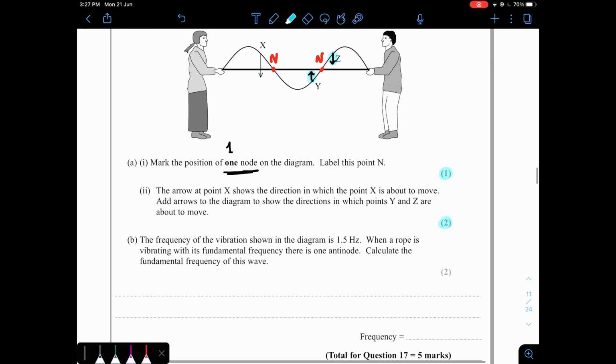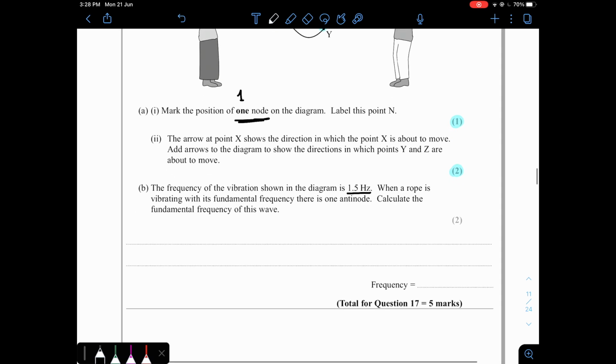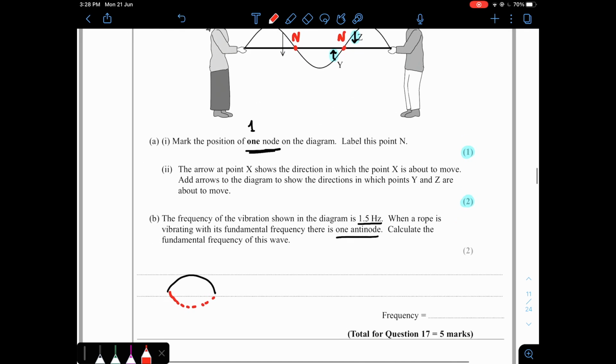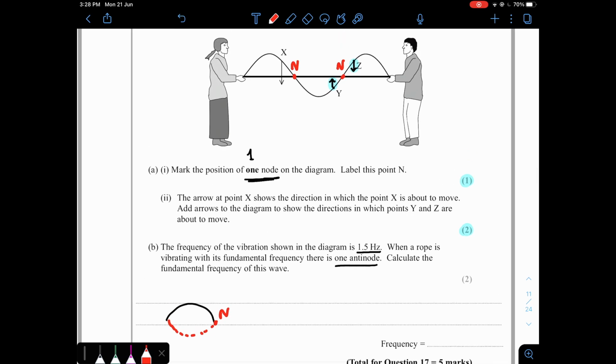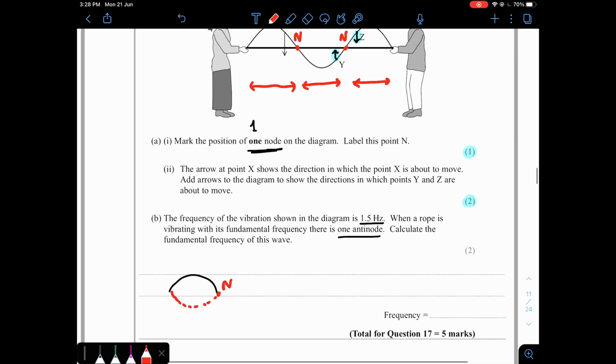Now, the frequency of the vibration shown in the diagram is 1.5 Hertz. When a rope is vibrating with its fundamental frequency, right, there is 1 antinode. 1 antinode means what? You have the graph itself, right? And then you have 1 antinode here. Now, which point is that? That is the point N over here. So that's 1. That's 1 node. So we have another node here. Then we have another node here. We have 3. So you can see there are 3 here.